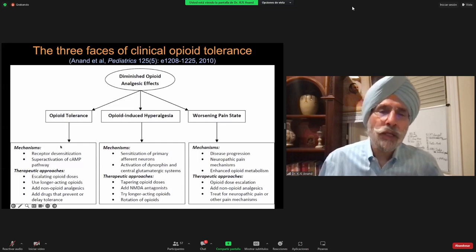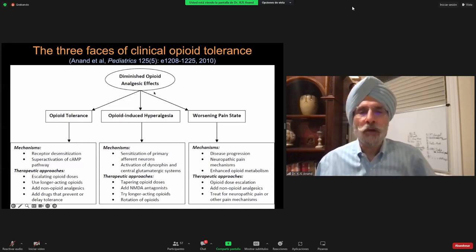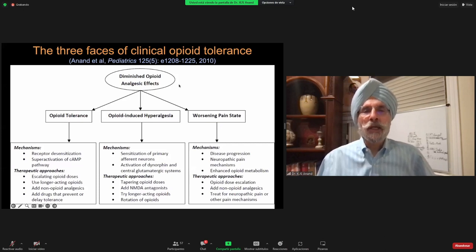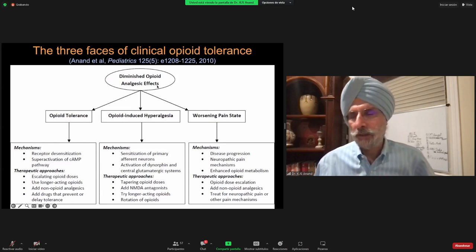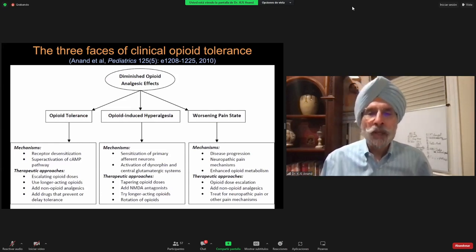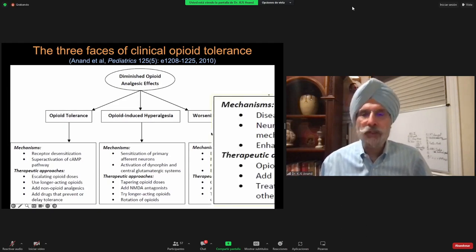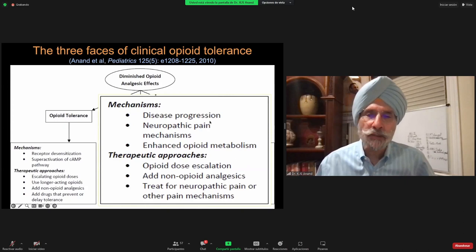So how do we come up with opioid tolerance? It's basically diminished analgesic effects from the same dose which was previously being given. And this can masquerade as different things. It could be a worsening pain state.